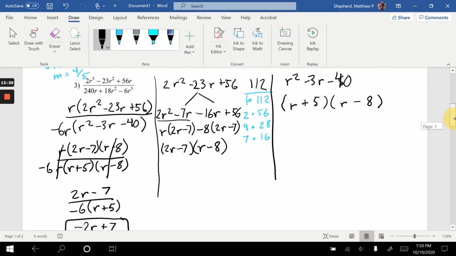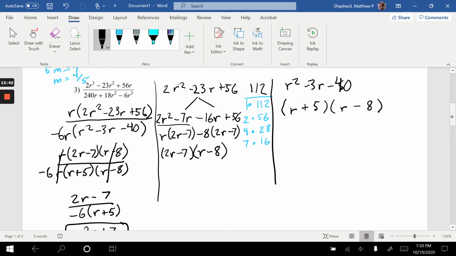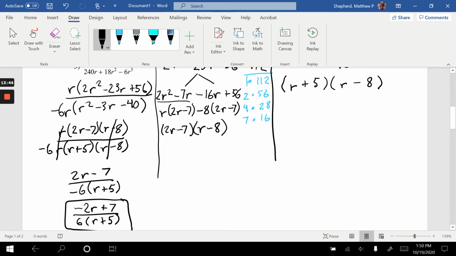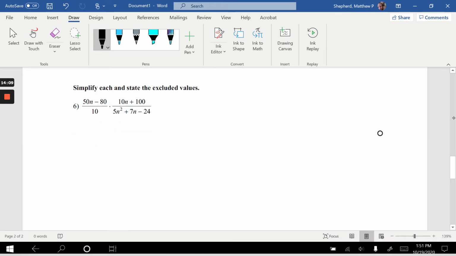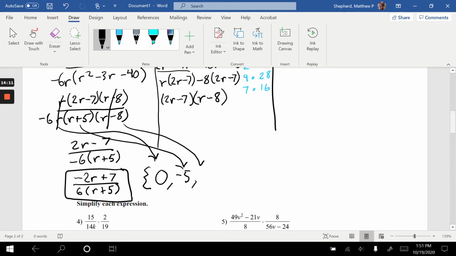Remember though that we also need to find those excluded values, the values that wouldn't work. So let's take a look at each of these 3 elements from our denominator. So from the negative 6r, 0. From the r plus 5, that should be a negative 5. And from the r minus 8, that'll be 8. And there are the excluded values.